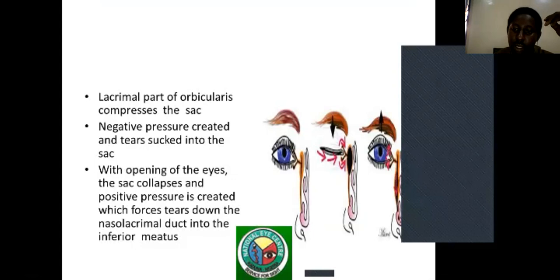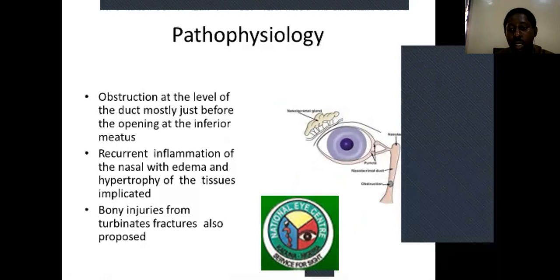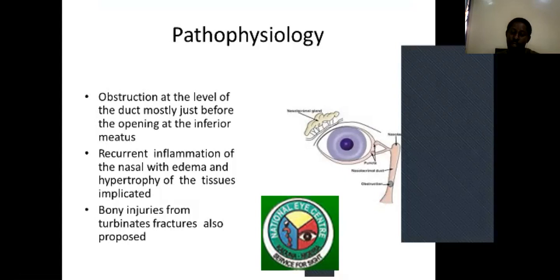Now, the pathophysiology: any obstruction of the ducts, as represented here in this picture beside, at the level just before the opening at the inferior meatus. It's been known that recurrent inflammation with edema and hypertrophy of the tissues have been implicated. Also, bony fractures of the turbinates are also being proposed.